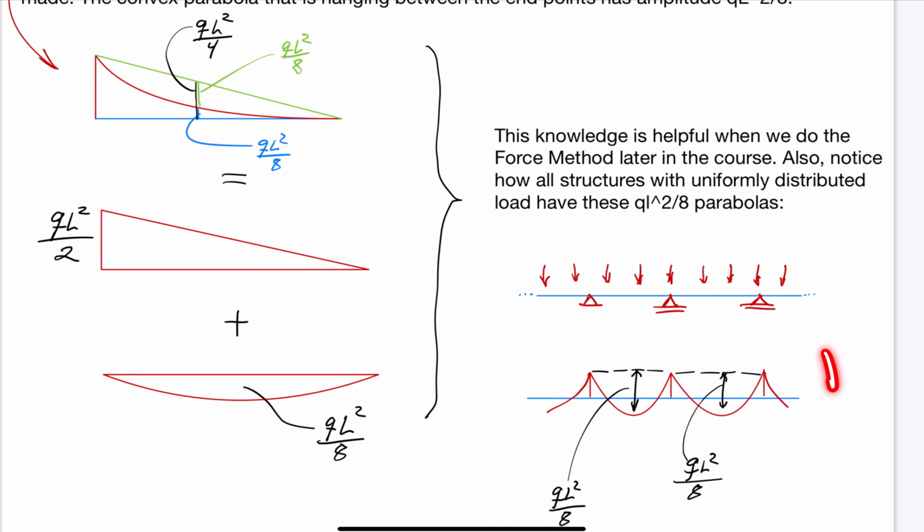The variation of the bending moment diagram between 2 points is always a parabola with depth QL squared over 8, where Q is uniformly distributed load and L is the distance between the 2 points. It does not matter where we select the 2 points, but we usually select the two endpoints of a member.